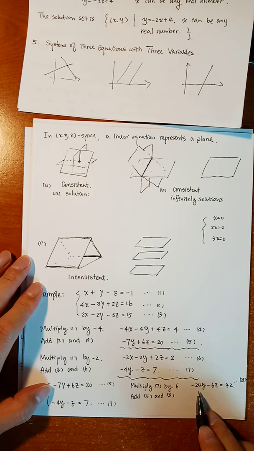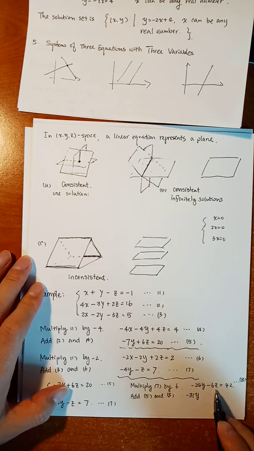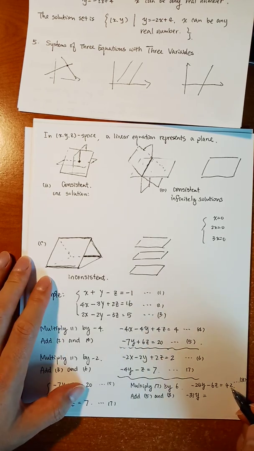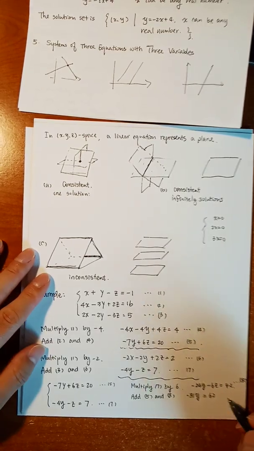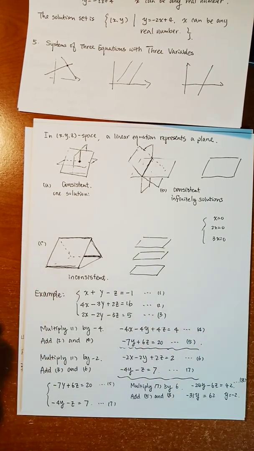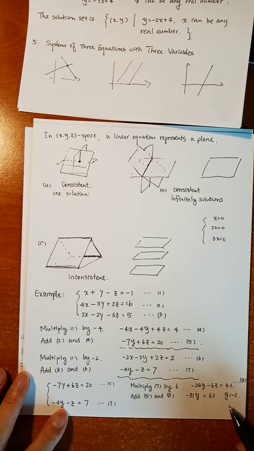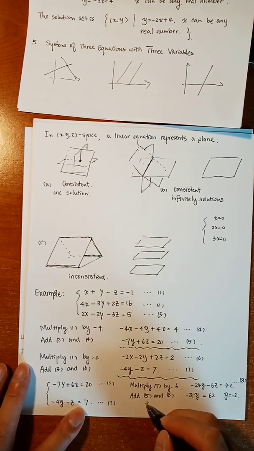Negative 7y add negative 24y is negative 31y. 6z plus negative 6z cancelled. 20 plus 42 is 62, right? And from here you get y is negative 2. You divide the two sides by negative 31, you will get y is negative 2. When y is negative 2, negative 4 times negative 2 is 8. 8 minus z is 7, so z is 1.